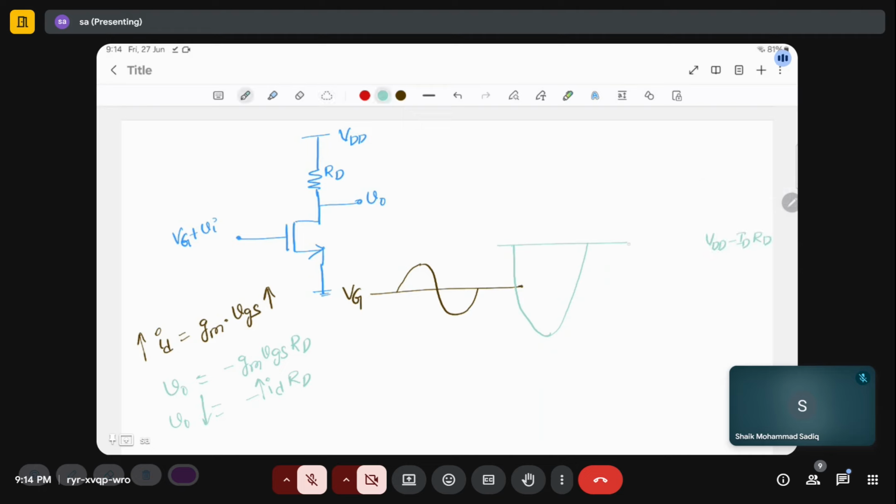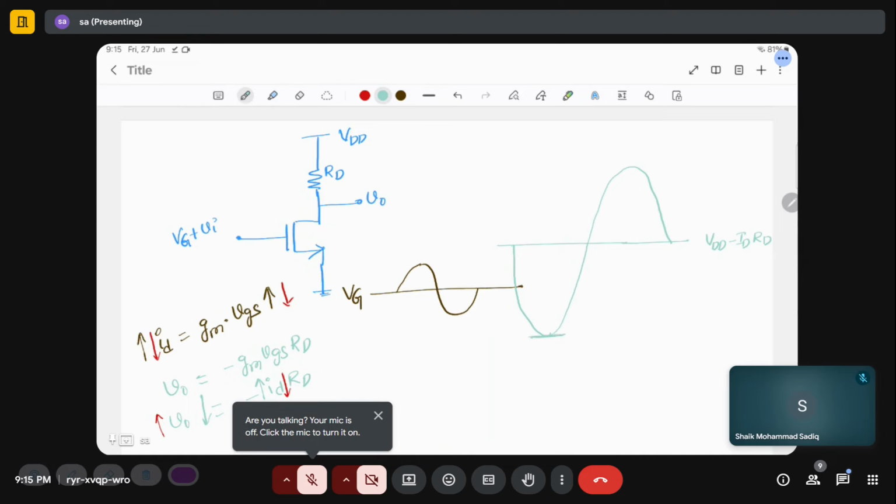What happens when VG decreases? If this goes down, ID goes down. If ID goes down, V0 goes up. So V0 increases. It's an inverter. Simple. Just invert the signal with the peak of height.